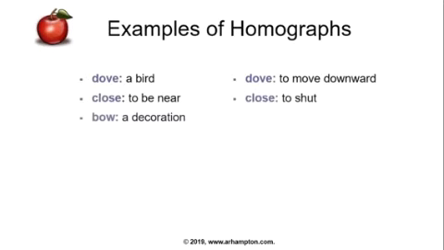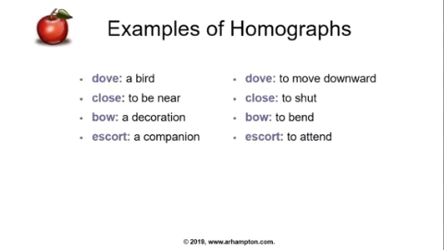Here are some examples of homographs. Dove, a bird. Dove means to move downward or to descend. Again, they are spelled exactly the same, but they are pronounced differently and they have different meanings, and that is why they are homographs. Close, to be near. Close, to shut.